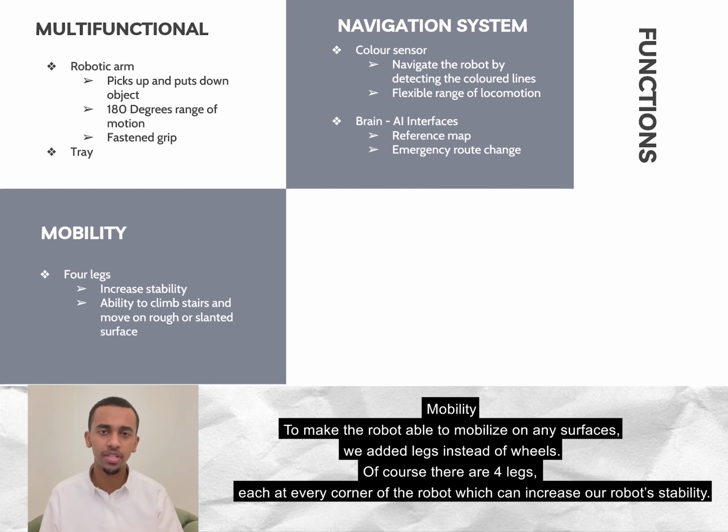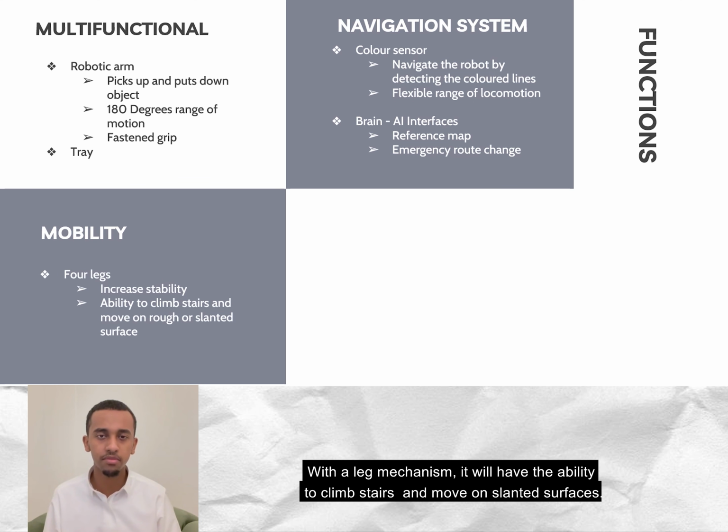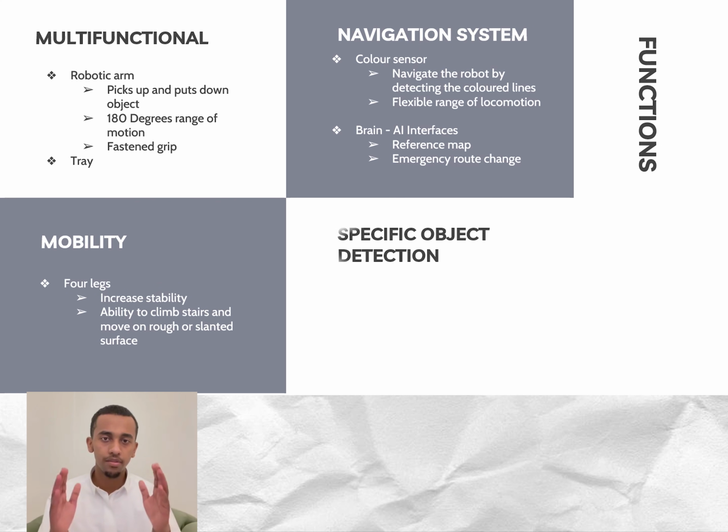Mobility. Make the robot mobilize on any surface. We added legs instead of wheels. Of course, there are 4 legs, each at every corner of the robot, which can increase our robot's stability. With a leg mechanism, it will have the ability to climb up stairs and move on slanted surfaces.